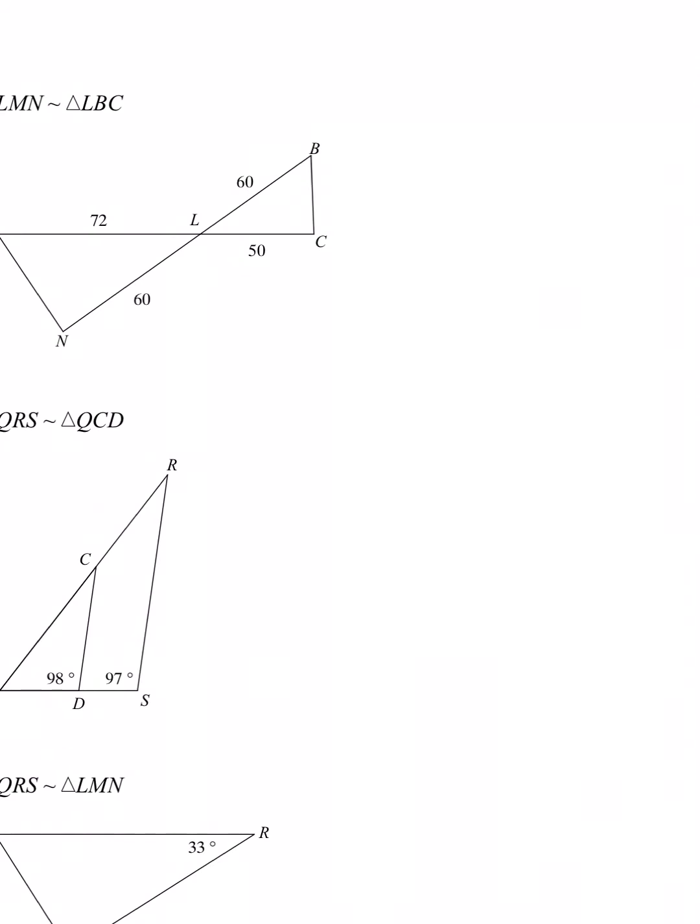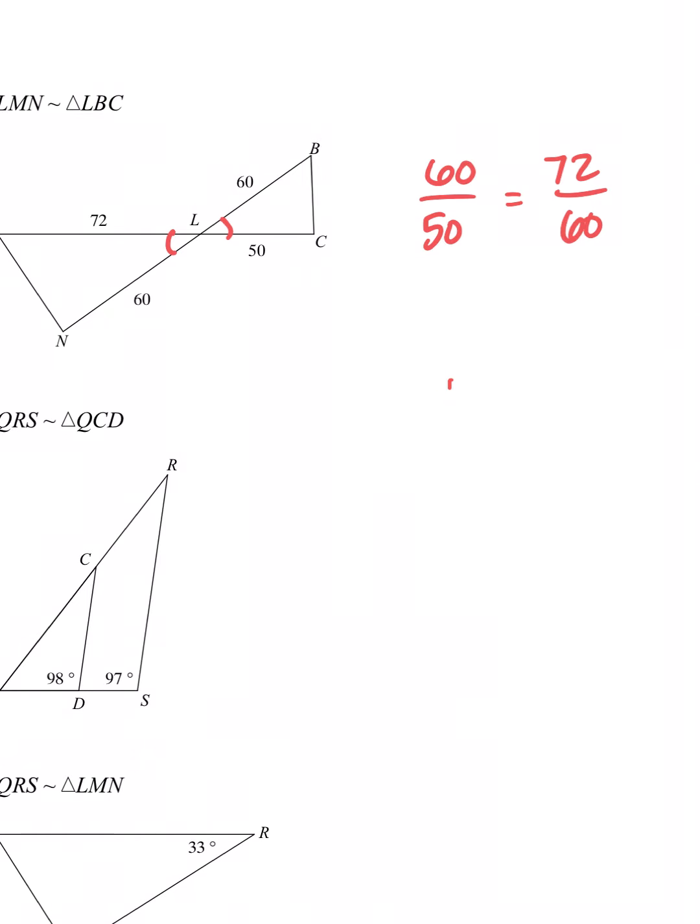We're continuing on the third page, and for this one, you write your numbers in order. So you would have a 60 and a 72 up here. And then underneath, you would put your numbers in order. So it would be a 50 and a 60. You would put them in order. And we know that this angle here is equal to that angle there. So if these two fractions are equal, then we can say that those two triangles are similar.